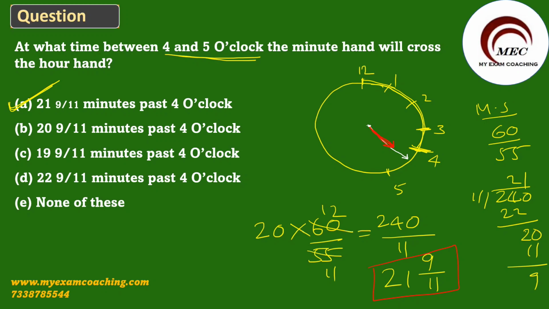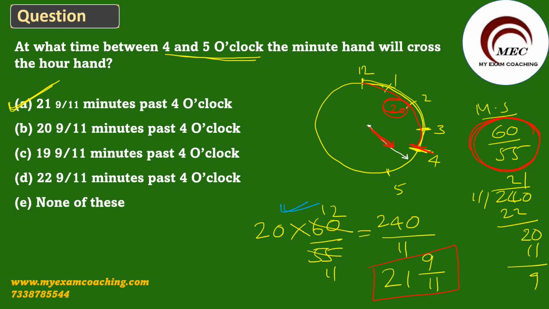So what is the shortcut method? This is what you have to learn. From here you count how many minutes: 5 minutes, 10 minutes, 15 minutes, 20 minutes. Up to here you have 20 minutes. Multiply this 20 minutes by the minute space which we have learned, 60 by 55. So 20 multiplied by 60 by 55 gives 21 9 by 11. So 21 9 by 11 is the answer. This is a shortcut method: just multiply the total minutes covered by the minute space.